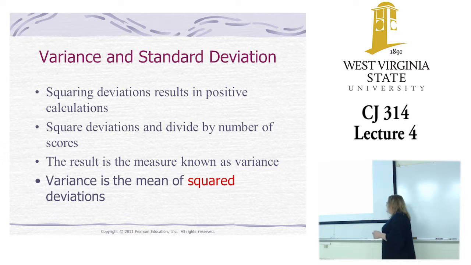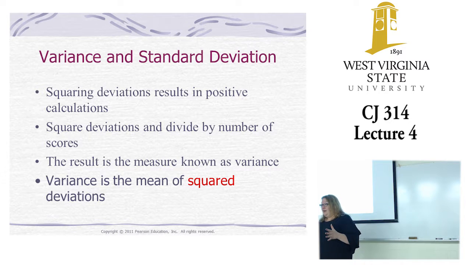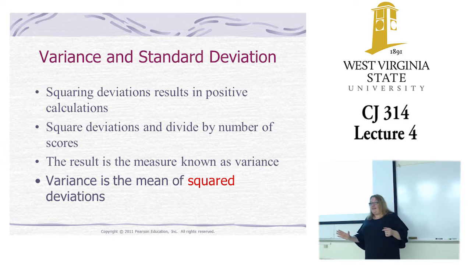The squared deviations are going to give us variance. Definition of variance, bottom line here in red. Variance is the mean of squared deviations. So variance is the mathematical average of those squared deviations. That's what variance is. We got that? Variance, by definition, is the mean or mathematical average of the squared deviations.